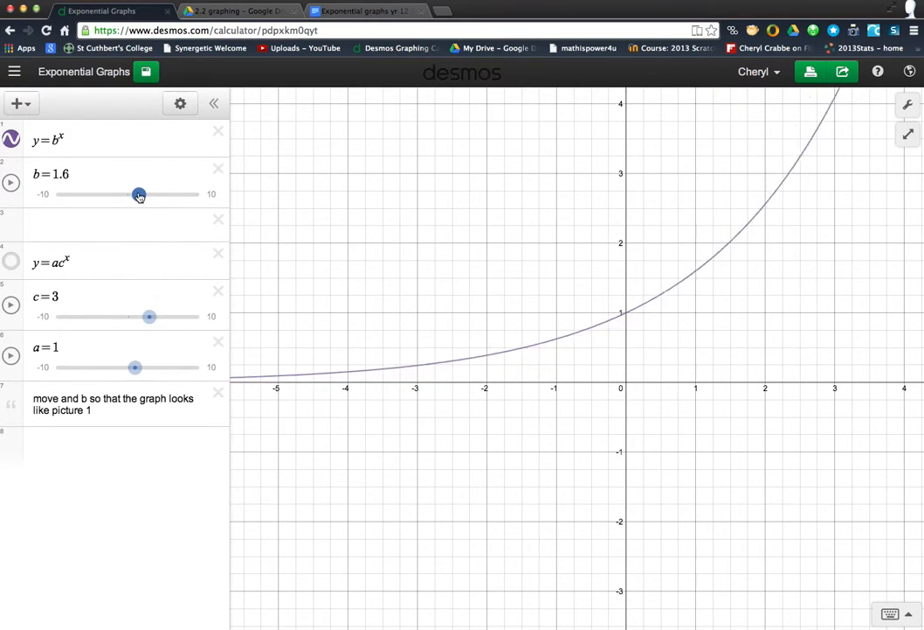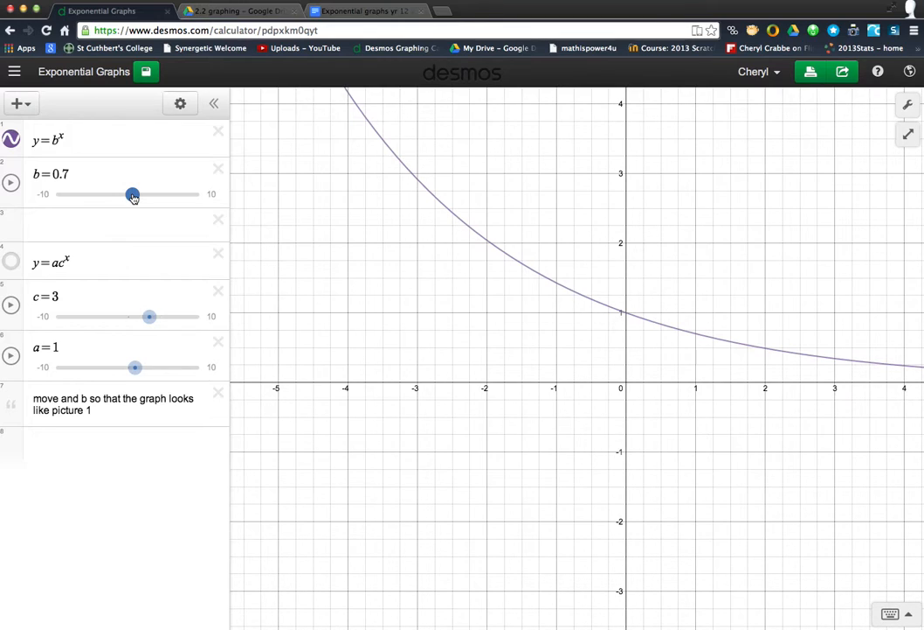Now look what happens when b is less than 1. The graph changes. Going left to right, now the graph decreases. This is called a decay curve. So decay, going down; growth, a growth curve; a decay curve. And all it is is the base changing. To have a decay curve, the base is less than 1. B is less than 1.